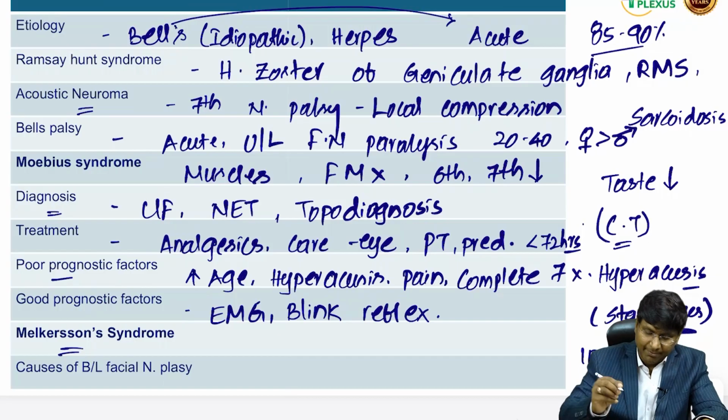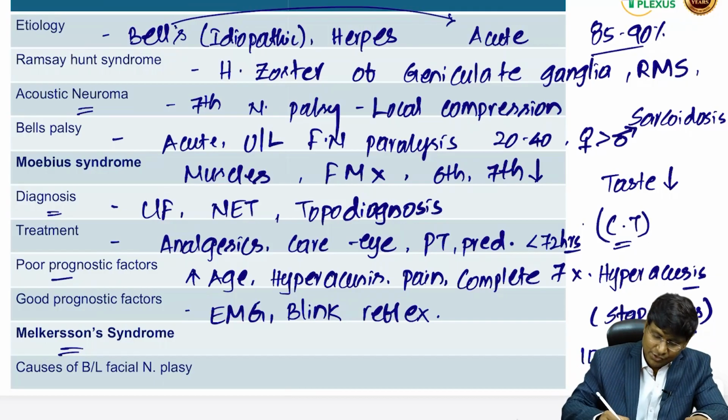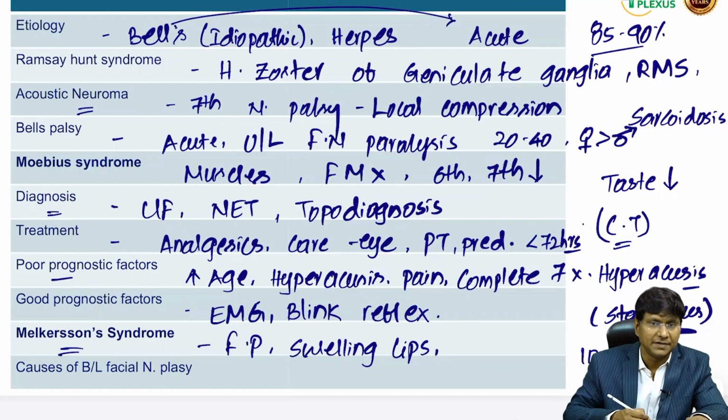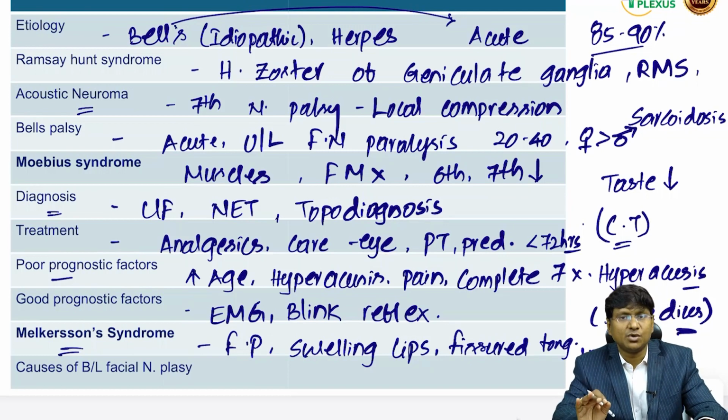Then you need to know about Melkersson-Rosenthal syndrome. This is also one of the important etiologies that can cause facial nerve palsy. In this, along with facial nerve paralysis, there will be swelling of the lips, and there can be a fissured tongue. So these are the features of Melkersson-Rosenthal syndrome.